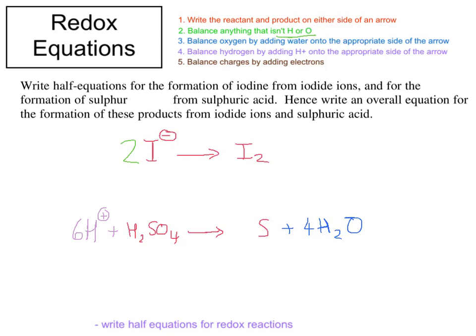Finally, we've got to balance the charges by adding electrons. What I would do now is make sure that you write underneath each of the elements and ions in the equations the charge on each one, and then you can see how many electrons you need to add. In the first equation, we have no charge on the iodine, and we've got 2 minus charge coming from the iodide ions. So we have to add 2 electrons onto the right-hand side to bring this charge down to minus 2.